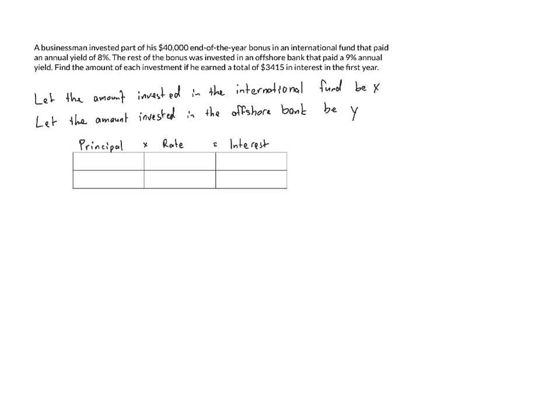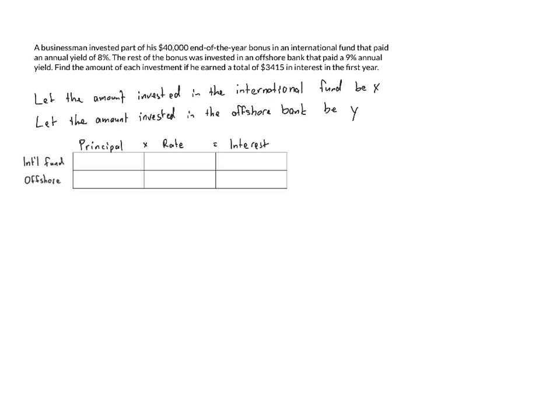All right. The three types of information we'll be dealing with are the principal, the rate, and the interest. So they each get a column. And furthermore, we know that the principal times the rate gives us the interest. So we're going to write that in the top. Now on the left, we're going to label those rows with the two different types of accounts that we're dealing with. The first one is an international fund. I'm going to abbreviate international INT'L just to save space. And then the second one was the offshore bank. I'm just going to label that offshore.